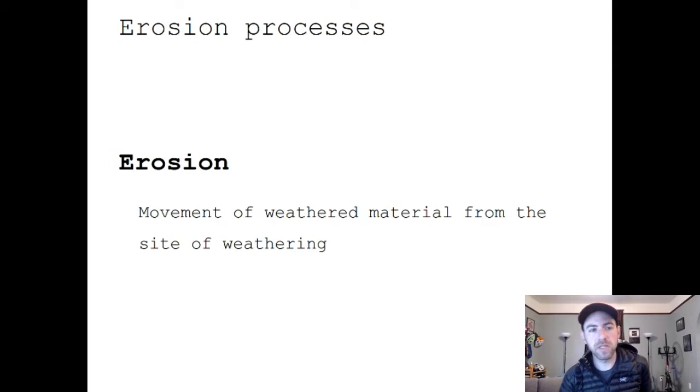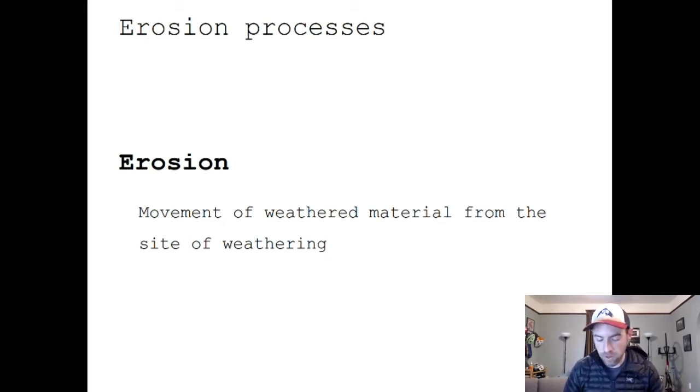As mentioned in the previous lecture, erosion is the movement of the weathered material away from the site of the weathering, which serves a dual purpose. One, it provides that material to the transport system to then be sent downstream or wherever, so that it can then be deposited for us stratigraphers to look at.